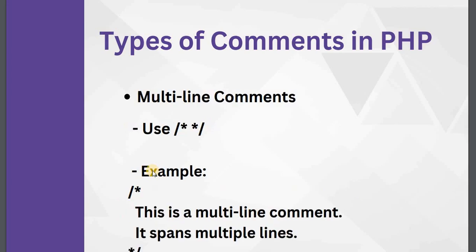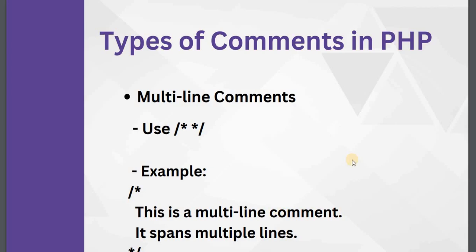Next, we have multi-line comments. These are perfect for longer explanations or temporarily disabling multiple lines of code. Multi-line comments start with slash star and end with star slash. So let's see how they work. So this is the example of a multi-line comment. It spans multiple lines. That's why it is a multi-line comment. Now we will check one practical example for the single line comments and the multi-line comments.